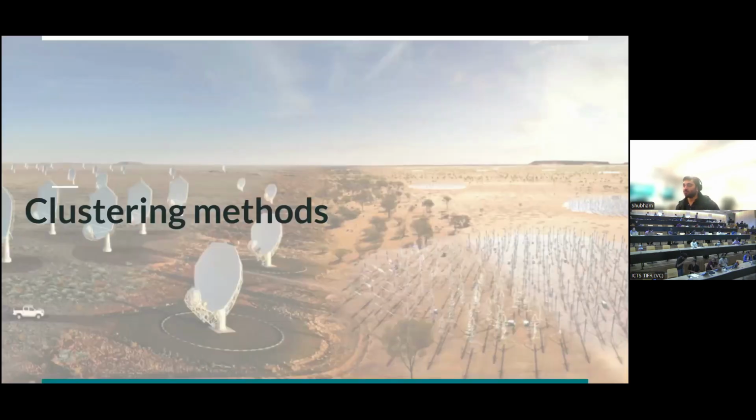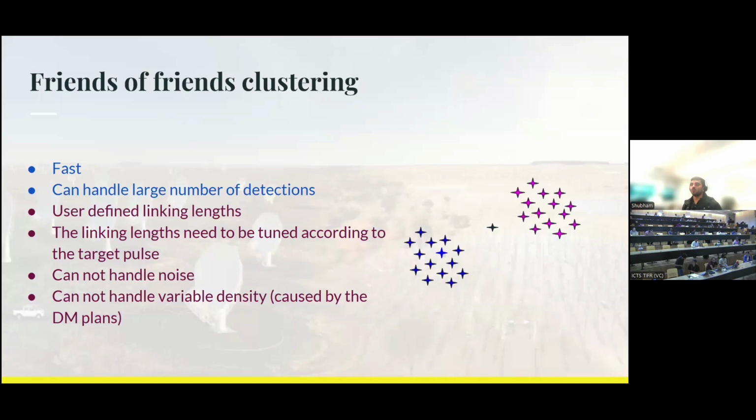Now I will discuss a few clustering methods. First in line is friends of friends. This method is fast and it can handle a large number of detections. The method is based on linking and it requires a user-defined linking length.